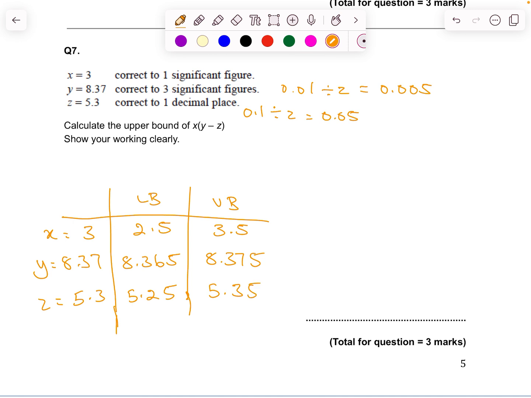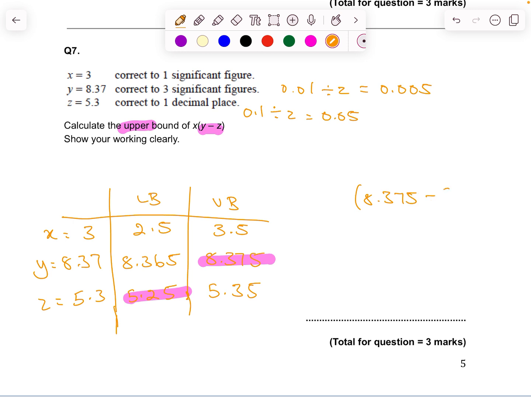Okay, so we've done most of the hard work. Now here, we've got to be careful. This is a subtraction. It's asking me for the upper bound. So on that subtraction, I want the biggest number possible. And this is where some people kind of fell down. You used all of your lower bounds. No. If you're subtracting to get the biggest number possible, I need to take my upper bound of y and take away the smallest z.